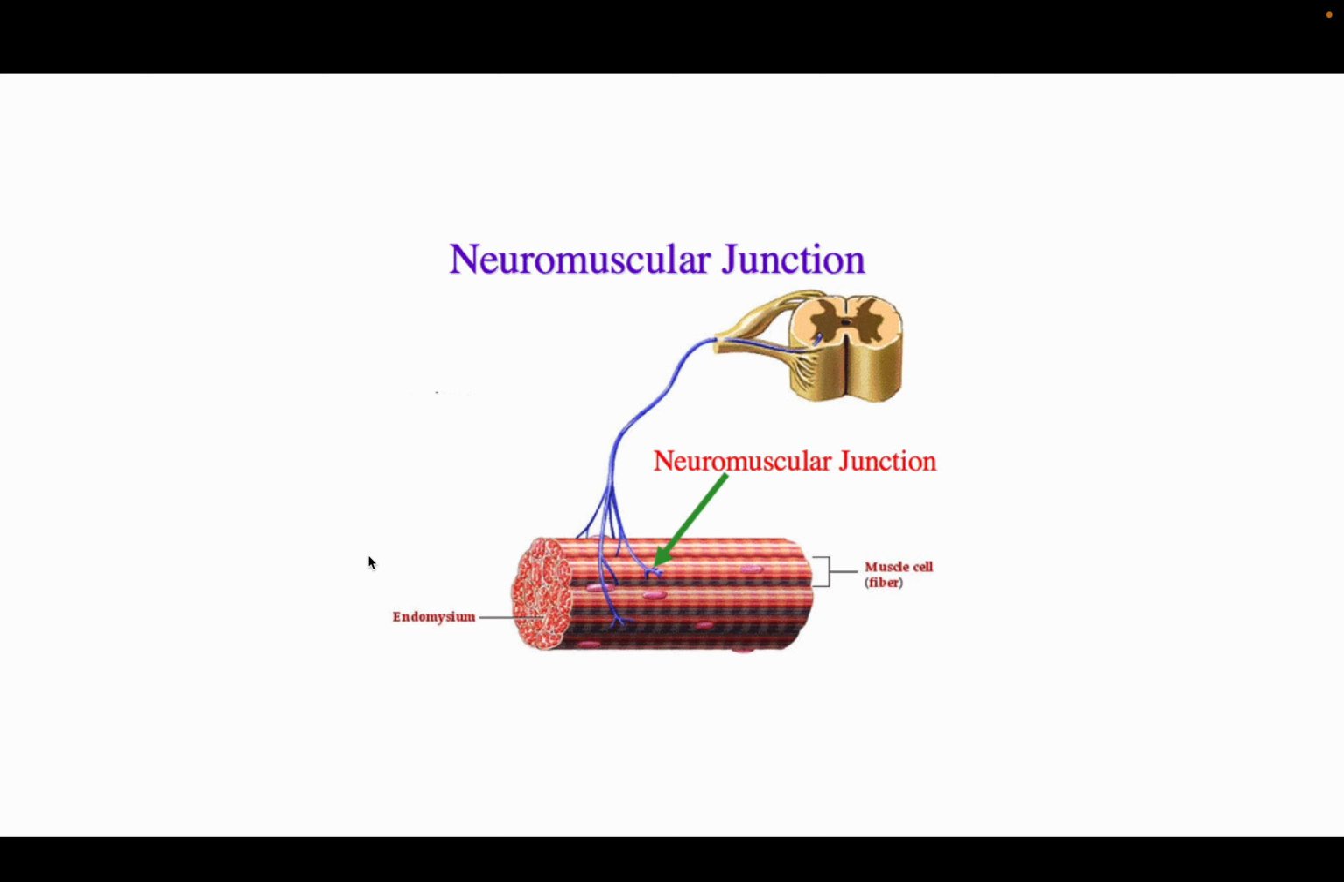So by its name and by its definition, we can demonstrate the content of the neuromuscular junction, which are the end plate neuron, the muscle fiber, and the space between them, which is the synaptic cleft.